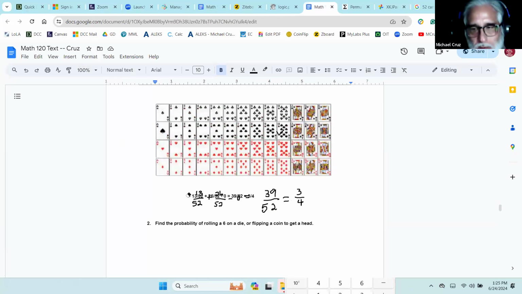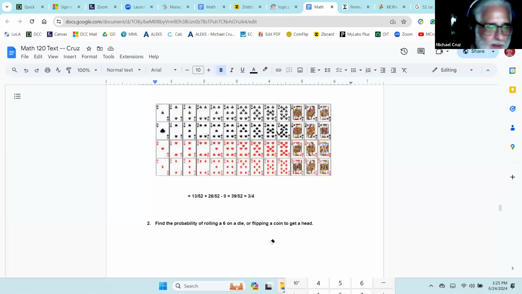All right, again, this is OR probability. Find the probability of rolling a 6 on a die or flipping a coin to get a head. So again, to get the whole thing laid out here, die or pulling head. All right, and so that's going to be the probability of the 6. I'm going to try to shorten things down a bit here to make it where it doesn't take up so much room.